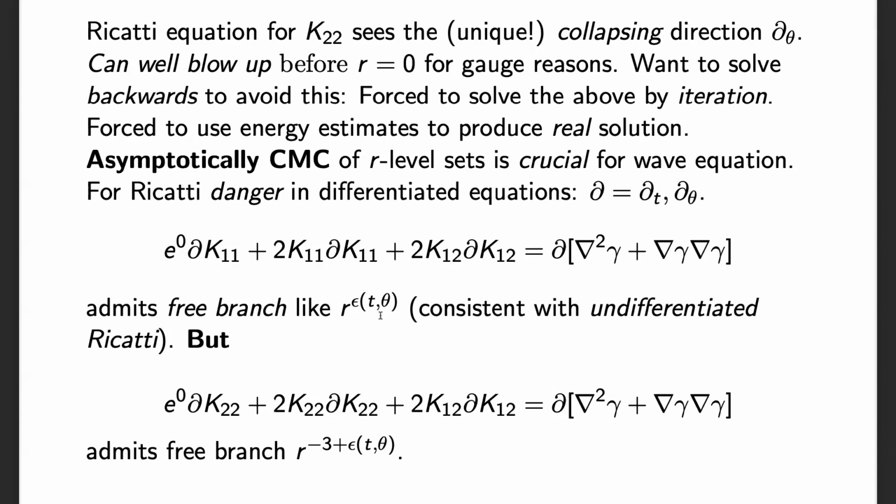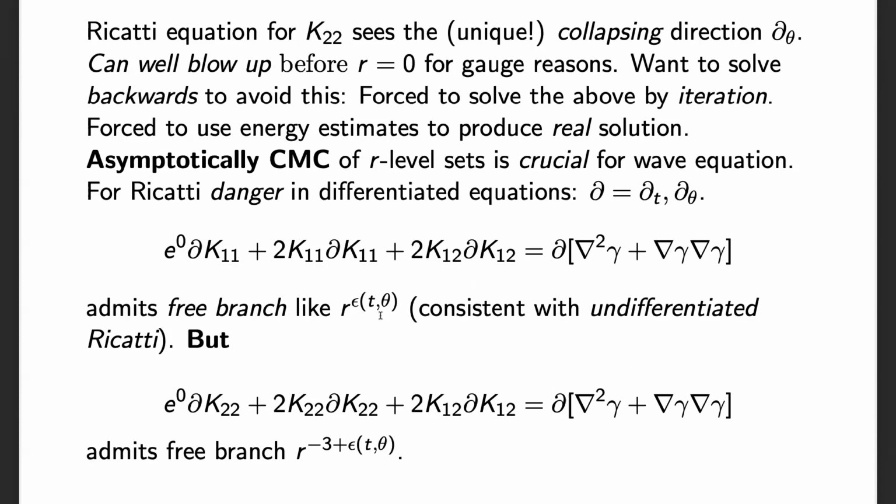So the following feature happens. If you look at the evolution equation of the derivative of K22, of the collapsing K, it's a linear equation in the derivative. This is a linear ODE. So you have a free branch. When you've got linear ODEs, the general solution has the following behavior. And this is enormous. This is absolutely awful.